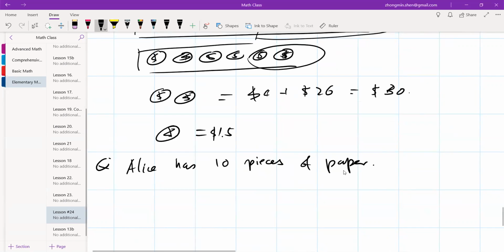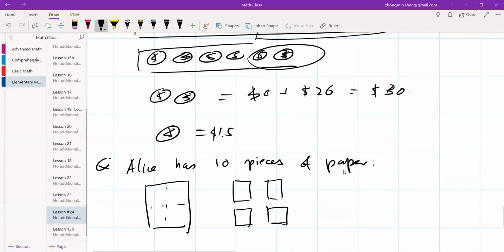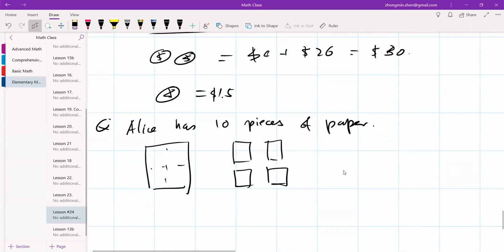But she's going to cut some of them into 4 parts, okay? Here's a piece of paper. She's going to cut them into 4 parts. So they get some cut into 4 pieces, okay? She cuts some of them into 4 parts.